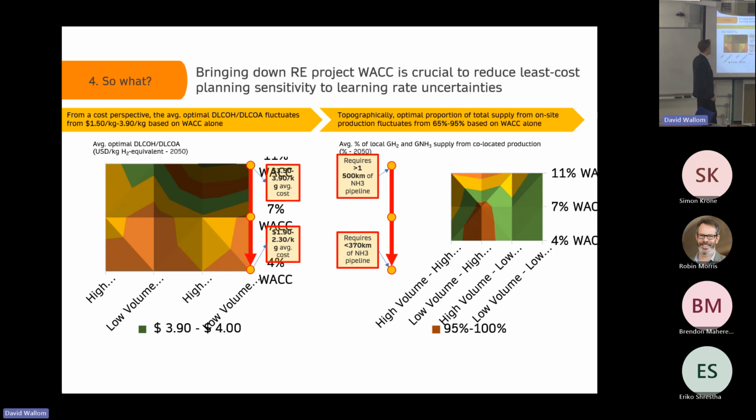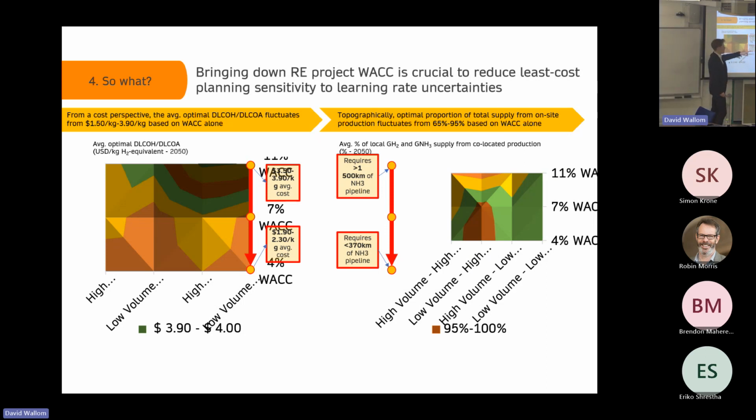And here, this is the point I make again. Sorry, you can barely tell what's going on here. But essentially, keeping everything in terms of demand volumes and learning rates the same, just by changing the cost of capital from 11 to 7 to 4%, your average delivered cost of green hydrogen goes from about $4 per kilogram down to under $2 per kilogram, just on the basis of how cheaply you're able to finance these projects.